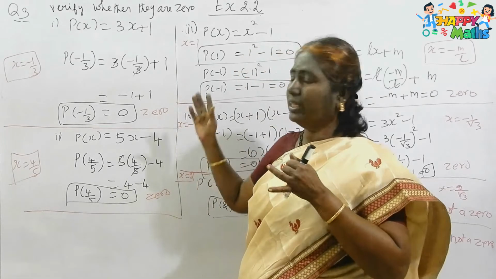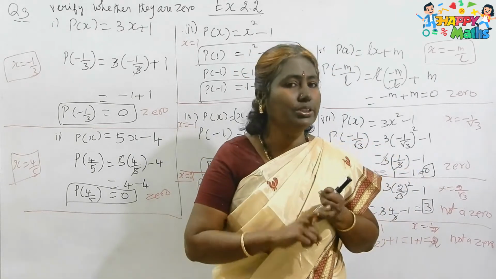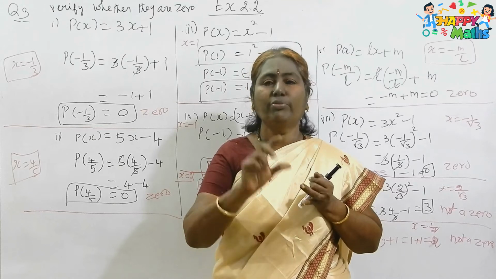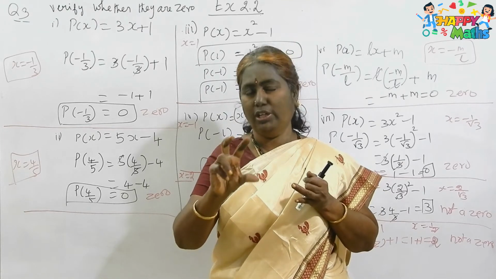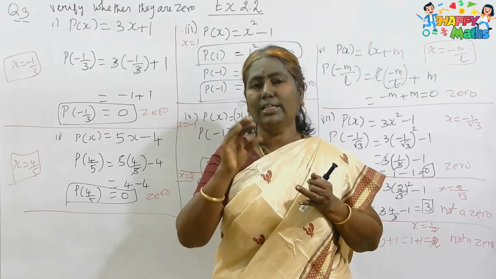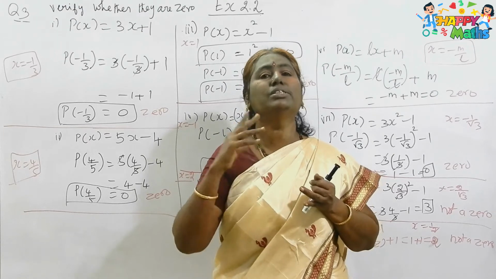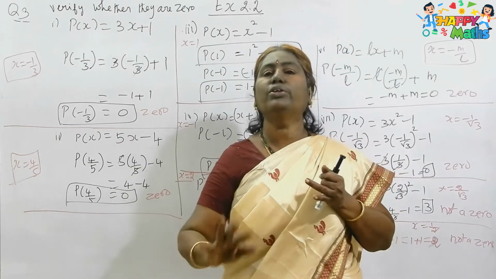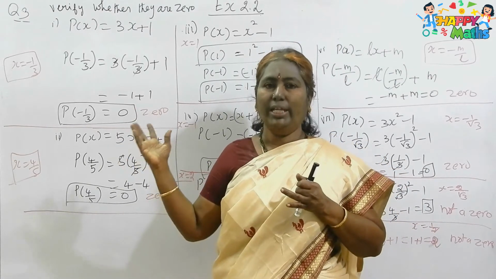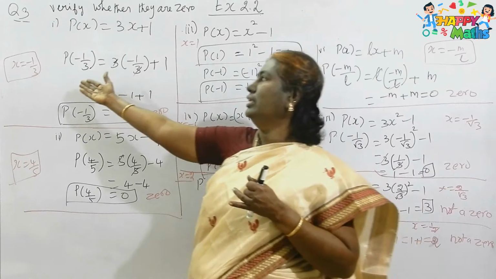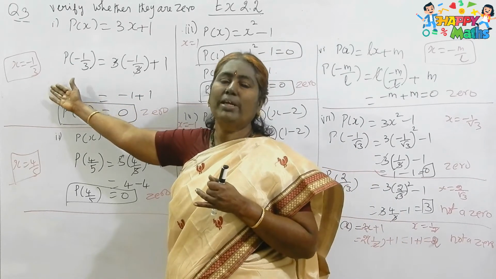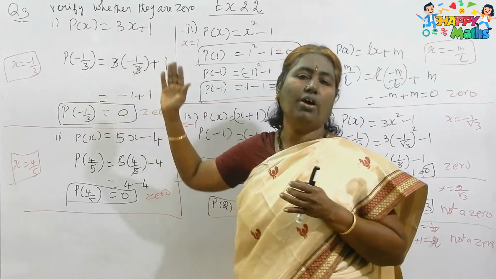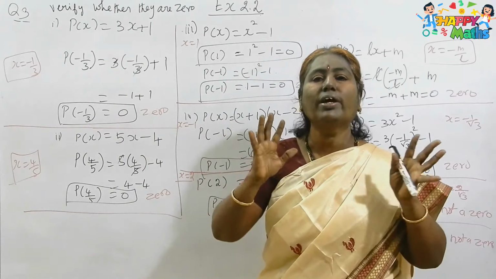Then what is question number 3? I told you, even in the question number 2 video, I noted down one sum for you. If you get the remainder as 0, then it will become a 0 of the polynomial, I told you. Yes or no? That only we are going to do in question number 3. Whether the given value makes the polynomial 0 or not, you are supposed to find out.